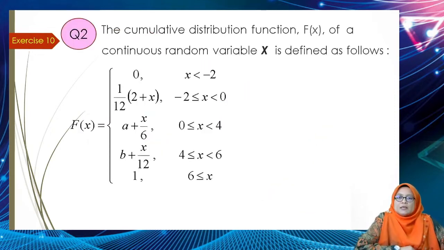Okay, then second question for exercise 10: the cumulative distribution function of a continuous random variable x is defined as follows. Okay, so sekarang ni kita diberi f besar. So ini nilai dia last kali 1, so nilai yang dah accumulate. Okay, so kita nak cari nilai constant a and b. Okay, so konsep yang kita akan guna bila you ada f besar ni is substitute value.